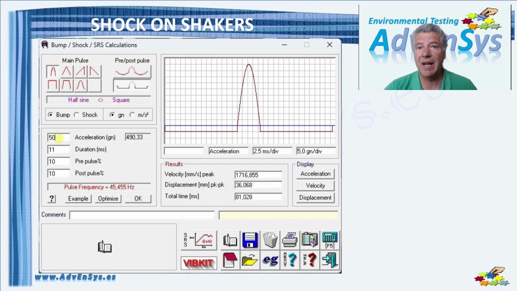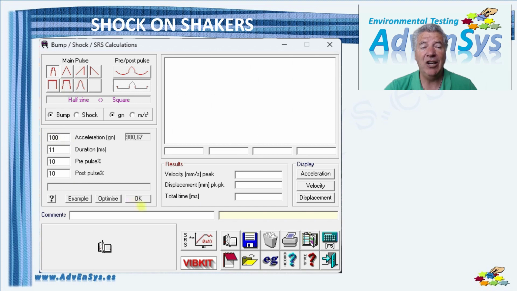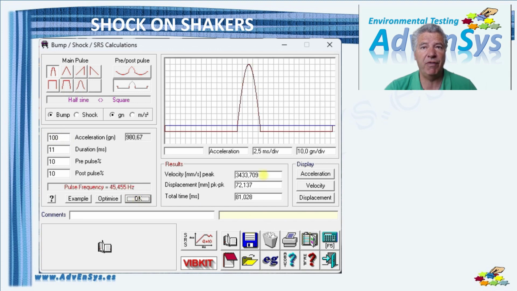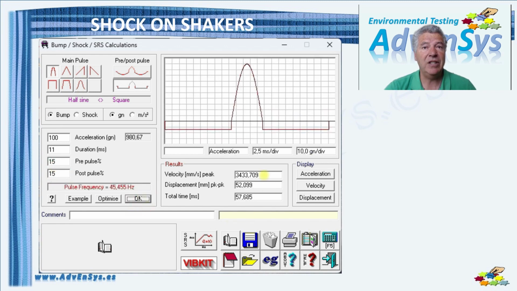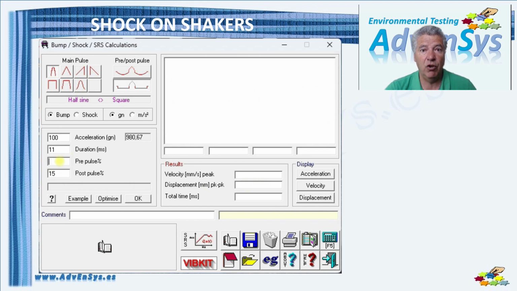If now we increase the amplitude to 100 Gs, velocity rises up to a high 3.5 meters per second, and displacement moves up near the limit of 3 inches, 76 millimeters. If we increase the pre- and post-pulse up to 15%, velocity is not affected, but displacement significantly decreases to close to 2 inches.